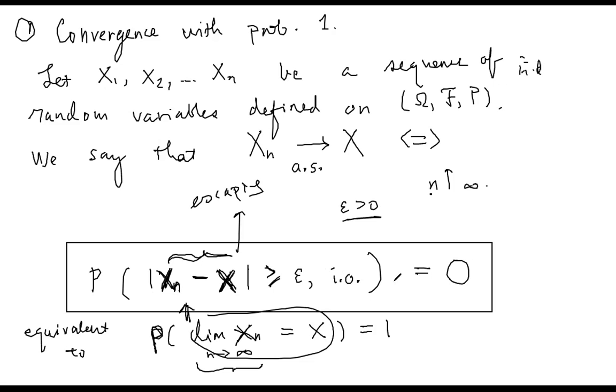The chance of this happening is 0. It's impossible to escape from X infinitely often. That means it can escape, but only for a finite number of n's, and not infinitely often. That's why you have the term almost surely. It cannot keep on escaping from X by more than a certain amount infinitely often.